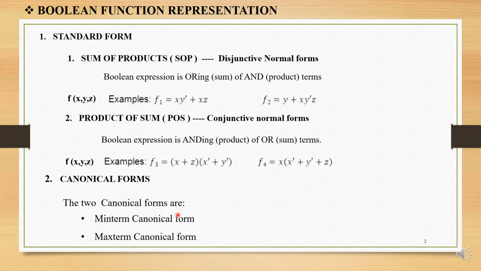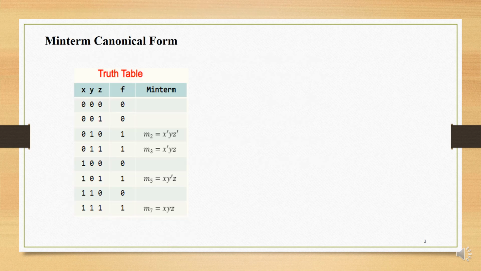Second type of Boolean function representation is canonical form. We have again two types of canonical form. The first one is Minterm canonical form. Second one is Maxterm canonical form. Now we will see the representation of Minterm canonical form as well as the Maxterm canonical form.